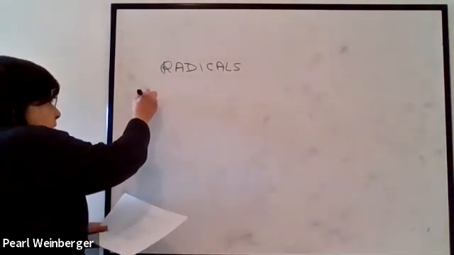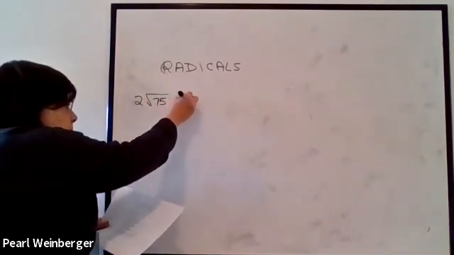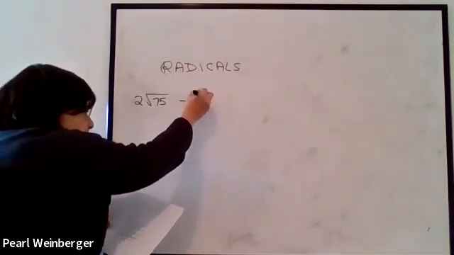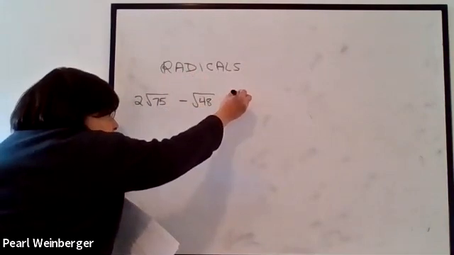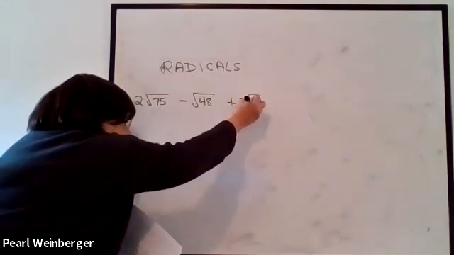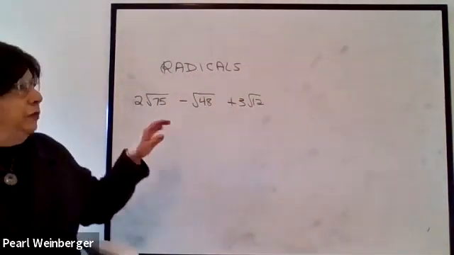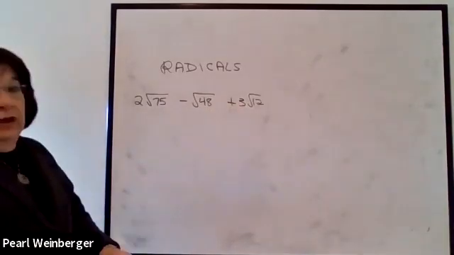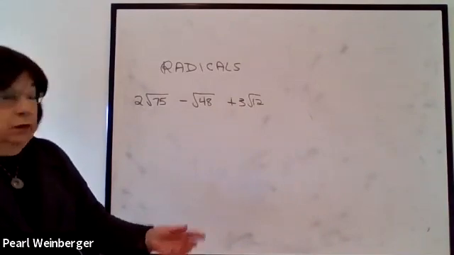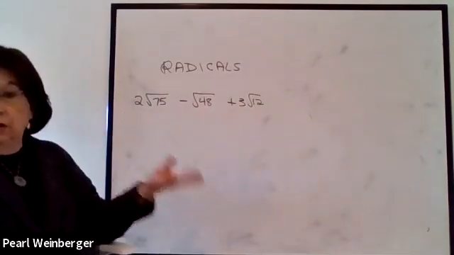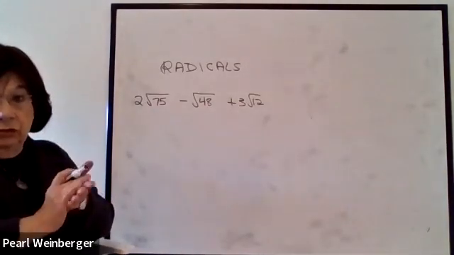Suppose I gave you 2 radical 75 minus radical 48 plus 3 radical 12. And I said, here, I wanted this simplified. I have 3 terms, I want to simplify it. And I look at it initially and I say, can't do, they're not like radicals. The numbers inside the radicals are different. If there are letters, then they'd have to be the same also, just like terms.